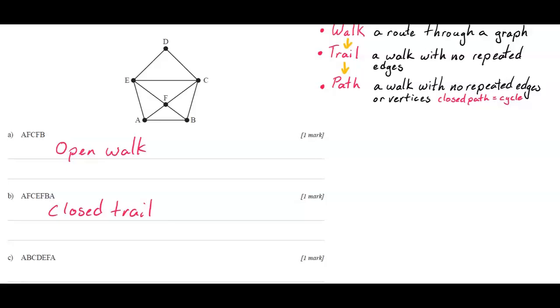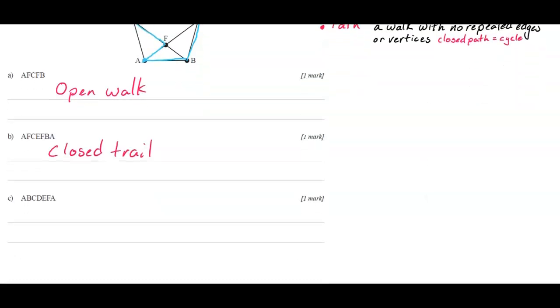And finally, let's have a look at C. We start at A, go to B, to C, to D, to E, to F, and back to A. Notice how no edges or vertices were repeated, and we started and finished at vertex A, so we're going to call this a closed path, or a better name for it is a cycle.